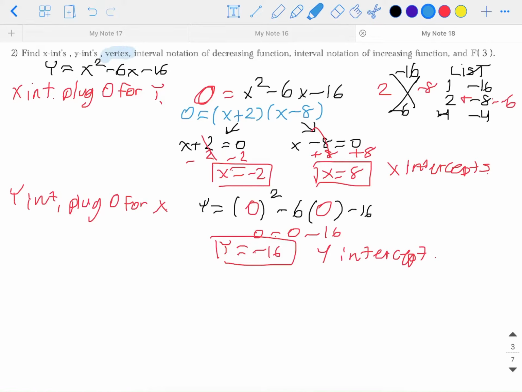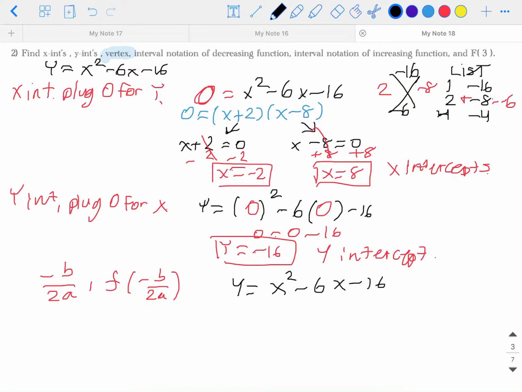In order to find a vertex, we need to apply the formula negative b over 2a, and then the function of negative b over 2a. To help structure this problem, I'm going to rewrite y equals x squared minus 6x minus 16. And this is in the format of ax squared plus bx plus c, where a is 1, b is negative 6, c is negative 16.